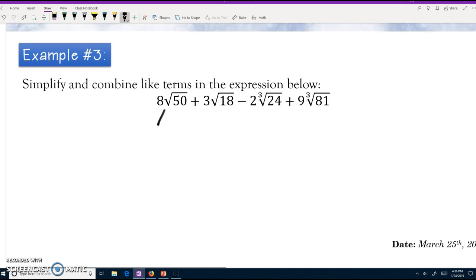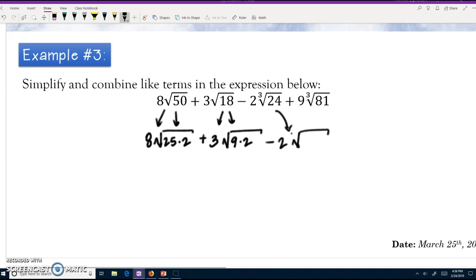So I need to break this up into what perfect square roots I can find, which for 50 is going to be 25 and 2. Same thing here with the 3 at root 18. I'm going to make that 3 times root 9 minus 2. Then for the cubic roots, the cubic root that's going to divide into 24 will be 8, and it goes in 3 times. And then for the cubic root of 81, the value that goes in will be 27, and 27 goes in 3 times.